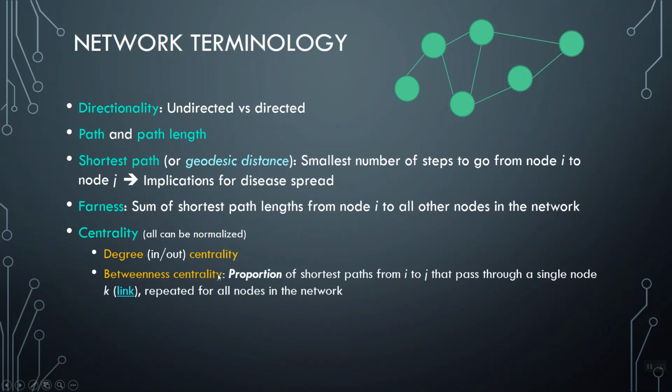Then we have betweenness centrality, and this is the proportion of shortest paths from I to J that go through a node that is K. Okay? Proportion of, repeated for all the nodes of the network. So it's a global measure. But it can be global or not global, depends. If this is I and this is J, this is K, so proportion of the shortest paths from here to here that go through this node.